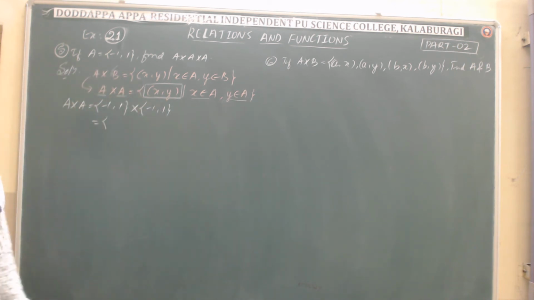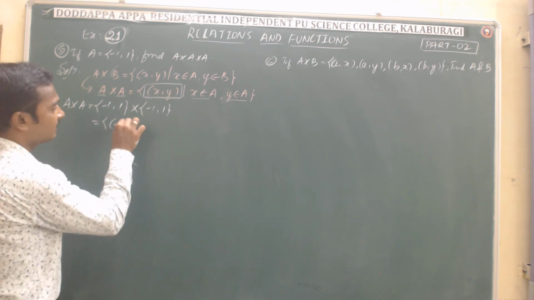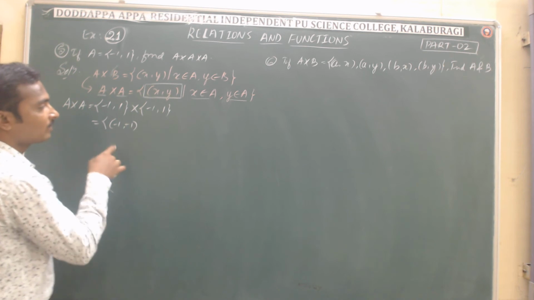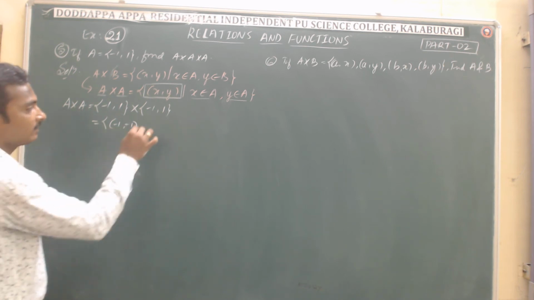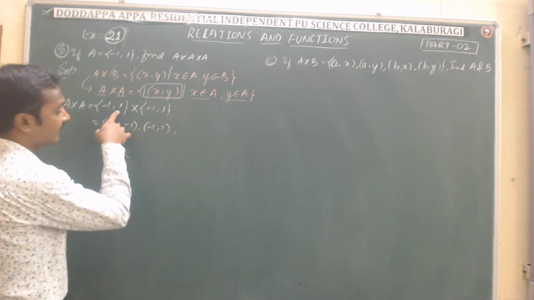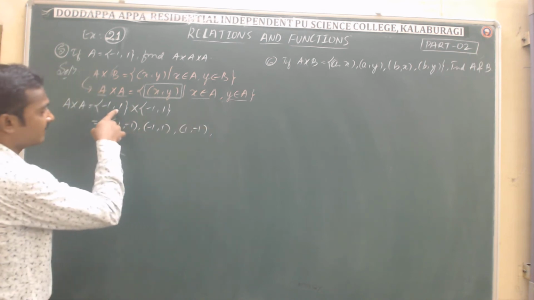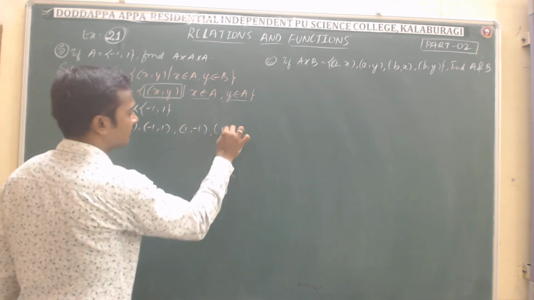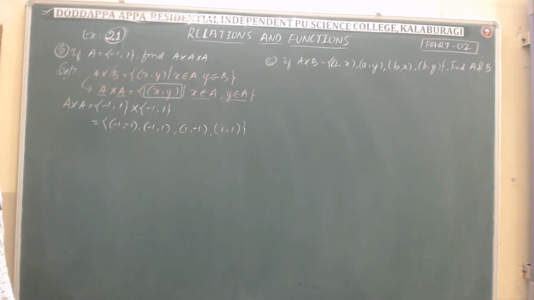Let us use the same technique. So -1 comma -1 is taken, where the first -1 belongs to the first set, and the second -1 belongs to the same set. Then -1 comma 1. Then the next element, 1 comma -1, and the last one is 1 comma 1. So that's the end of the story for the Cartesian product of two sets.